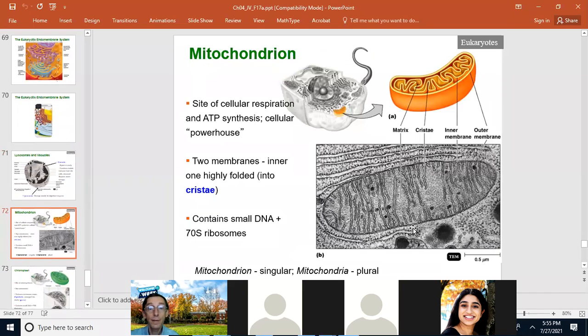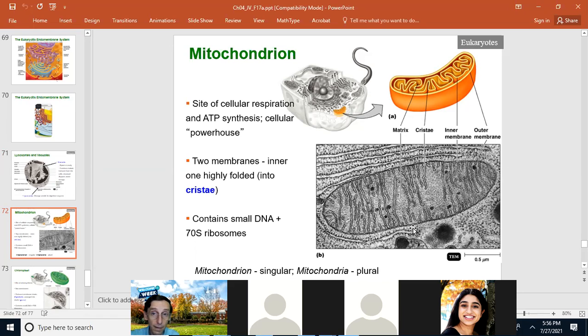The mitochondrion is a special organelle found in eukaryotic cells, which is the site of cellular respiration. During cellular respiration, most of a eukaryote's ATP gets made. So the mitochondrion is considered the cellular powerhouse of a eukaryotic cell.